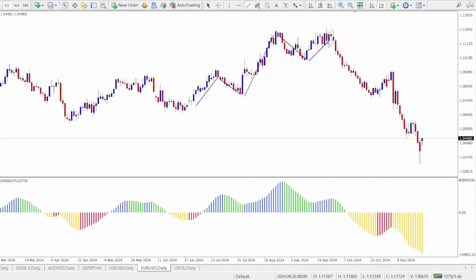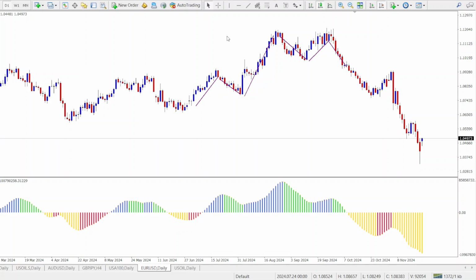So basically that is how to use this indicator to identify the momentum in the market. And knowing the momentum in the market gives you insight as to what direction you should enter a trade in. So given this example, when you have the blue histogram bars forming, it's a cue for you to enter a buy trade.